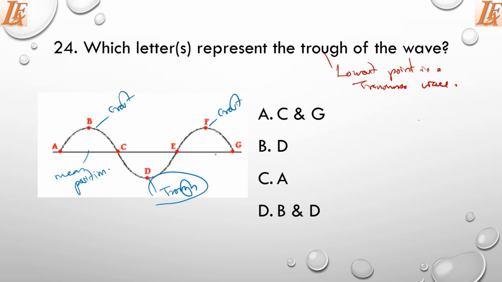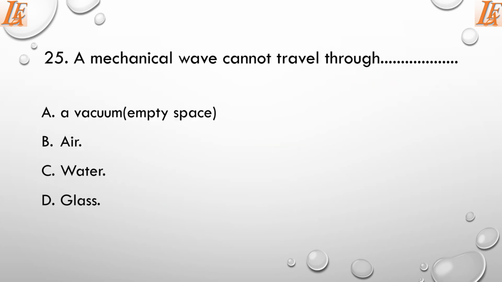Therefore, let's look at option A, C, and G. No, they are at the mean position. Then we have D. This one is correct. This is the trough, so the correct answer is B. Then C, A. No, this one is at the mean position. Then D, B and D. B is the crest, and D is a trough. Therefore, this one does not represent the trough. So the correct answer is D, which is a trough, the lowest point of a transverse wave.